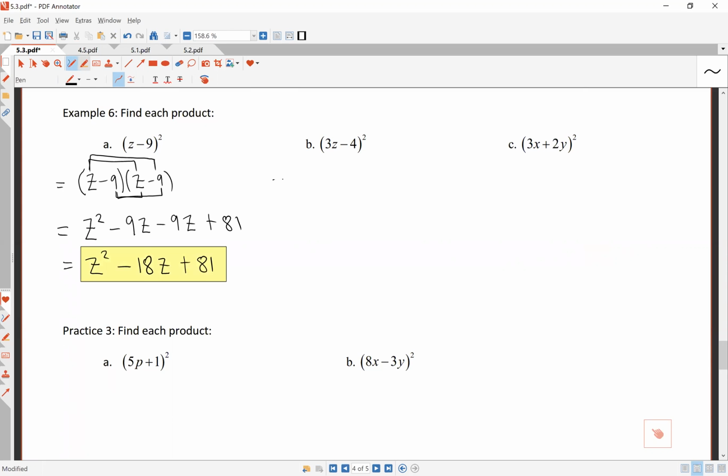3z minus 4 squared is 2 factors of 3z minus 4. We take the product of the first terms, 3z times 3z. 3z times negative 4. And negative 4 times 3z. And negative 4 times negative 4.